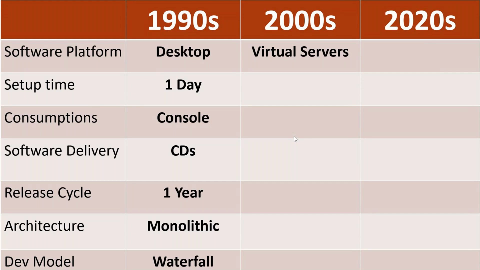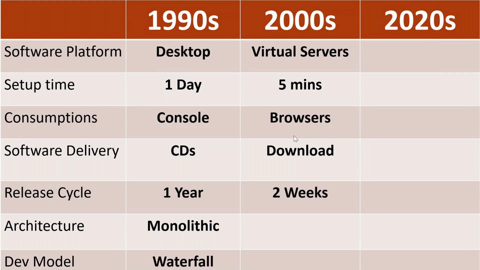That is where they migrated from desktop physical servers to virtual servers. Now, when you have a virtual server, you know how much time it takes to configure it. Only 5 minutes. How are you consuming the application? Through the browser. How are you delivering the software? Through deployment, download, and stuff like that. What was the release cycle? 2 weeks. How come 2 weeks?